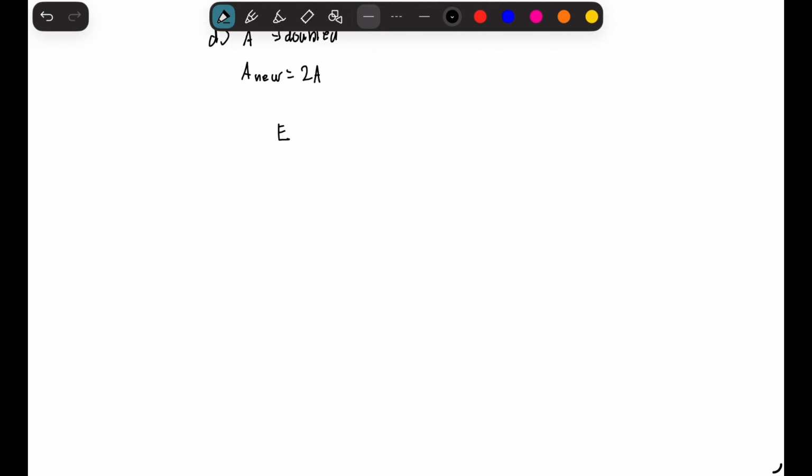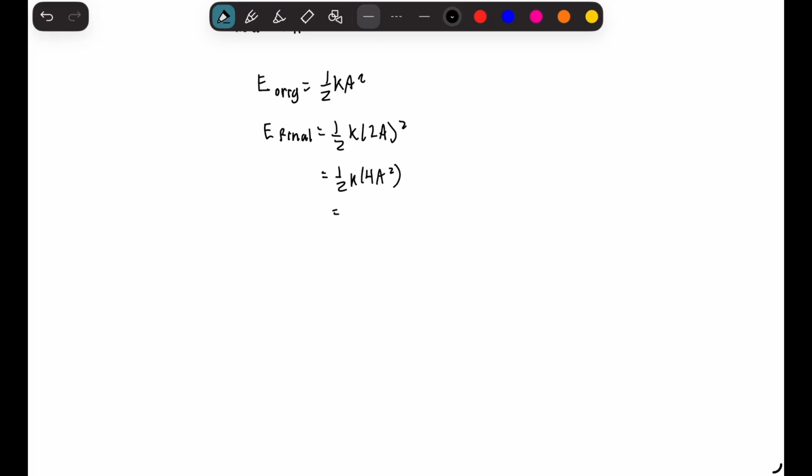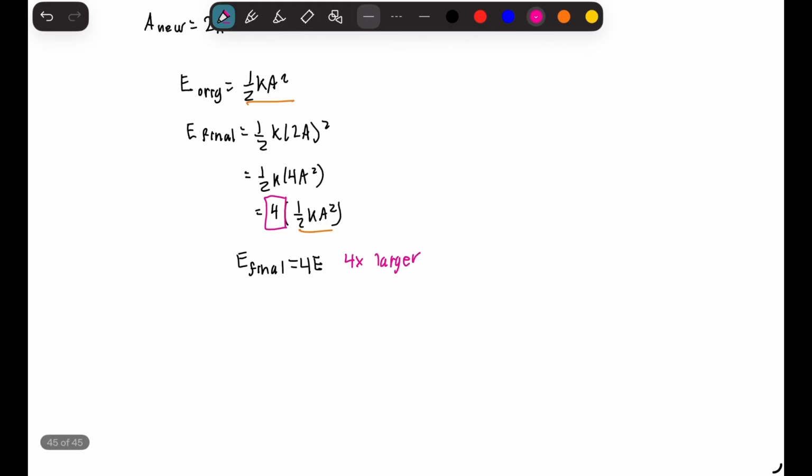So we know that E original was 1/2 k A squared. So we can see that this is what it's going to be scaled by. This is the only difference, really, because you can see that the rest is the same. So it's 4x larger. How does your maximum speed change, though?